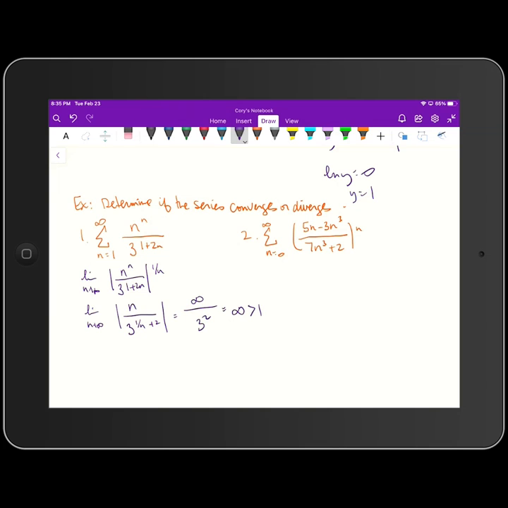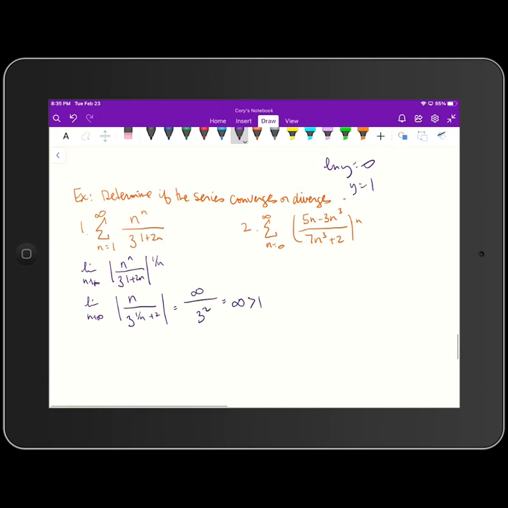And infinity divided by 9 is infinity. Since that is larger than 1, we can therefore say that the series diverges by the root test. Okay, so that's how we can utilize the root test to show convergence or divergence for that series.